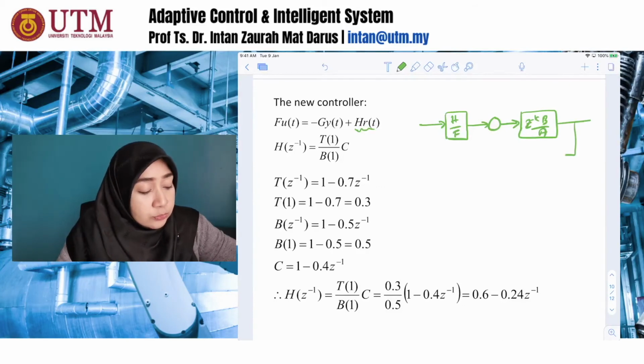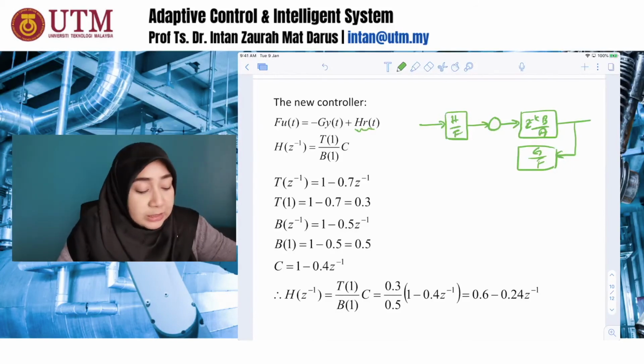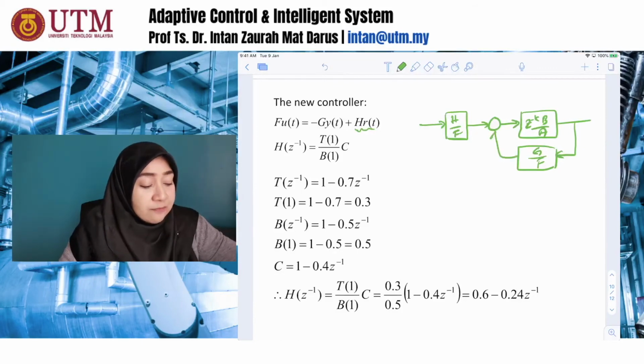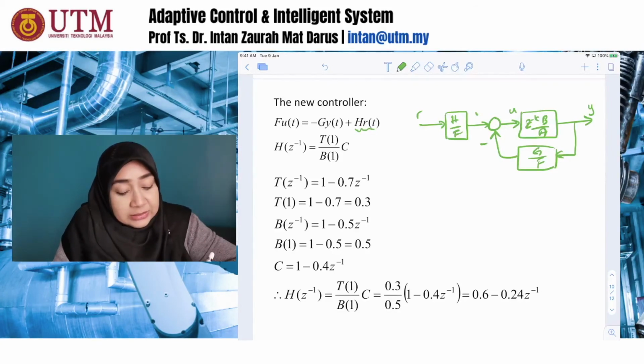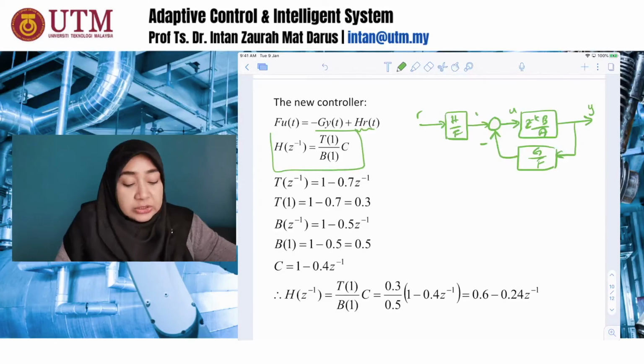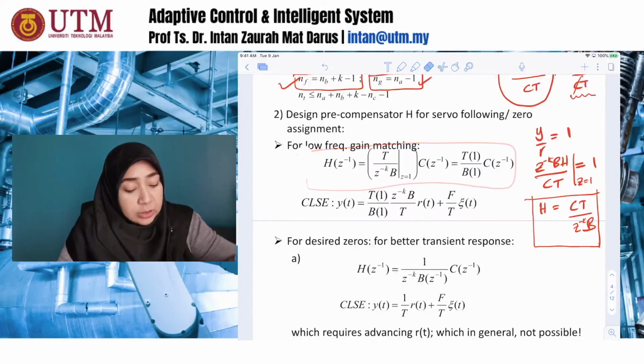Okay, so you've done your G over F already. Mind you, for this, F is the same as the F that you have obtained earlier for the feedforward controller. All right, so you want to actually find out what is your H. According to the rules that we have developed earlier, H is equal to this equation here.